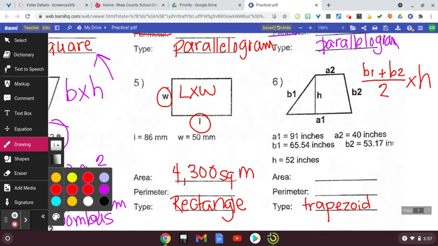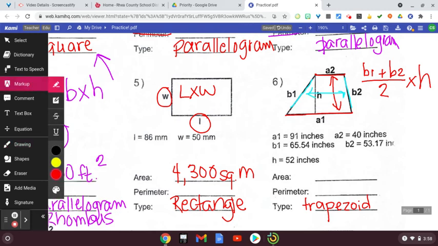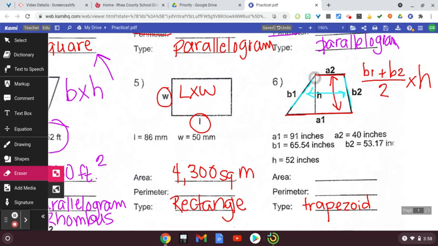Okay. So B1 means it's your base 1. So this is your first base. It's what it's actually sitting on. Base 2, or B2, is your top one. And these are the ones that are parallel to one another. Those are your bases. Now, a lot of students get mixed up because they think that, oh, well, here's a base and here's a base. But remember, these are not parallel to one another. So those are not going to work. So always take a quick little look and make sure that you're not using the wrong numbers.